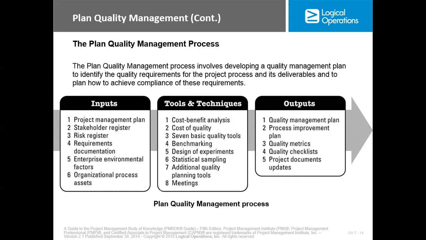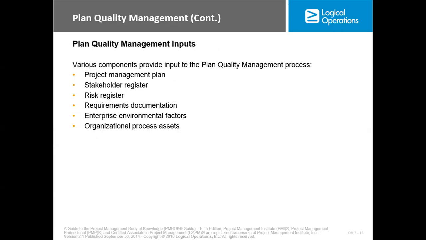Now, inputs, we have the project management plan, stakeholders register, risk register, requirement documentation, enterprise environmental factors, and organizational process assets. Now, tools and techniques, we have the cost benefit analysis, cost of quality, 7 basic quality tools, benchmarking, design of experiments, statistical sampling, additional quality planning tools, meetings. Now, outputs at the end of the day, we have the quality management plan, process improvement plan, quality metrics, quality checklist, project document updates.